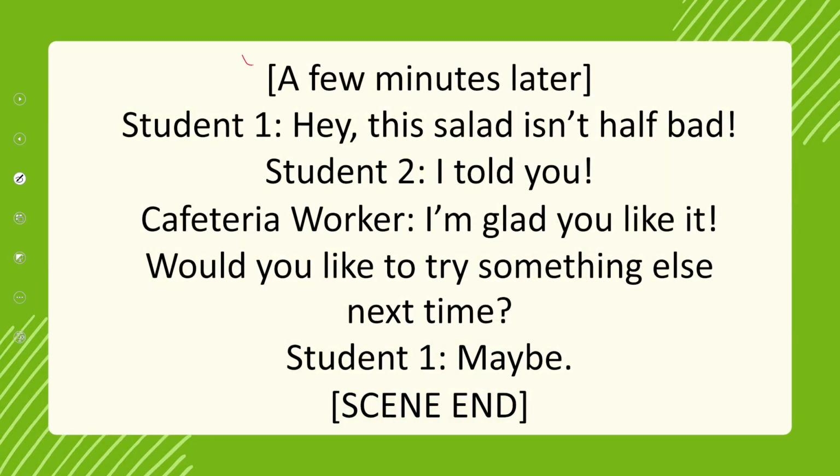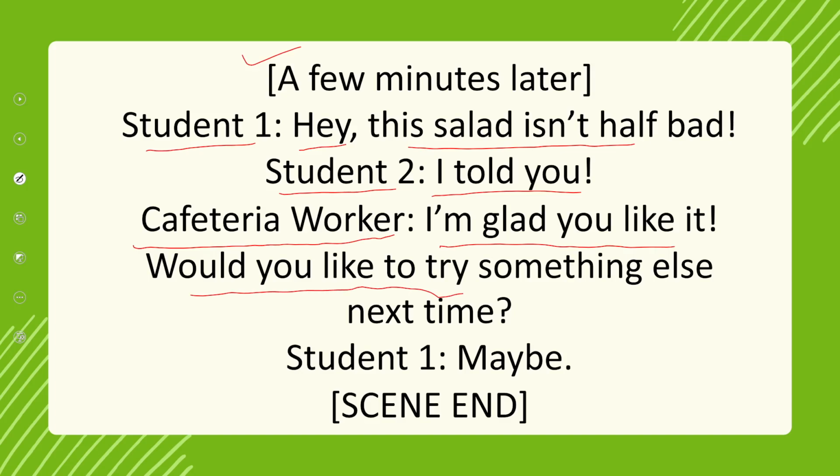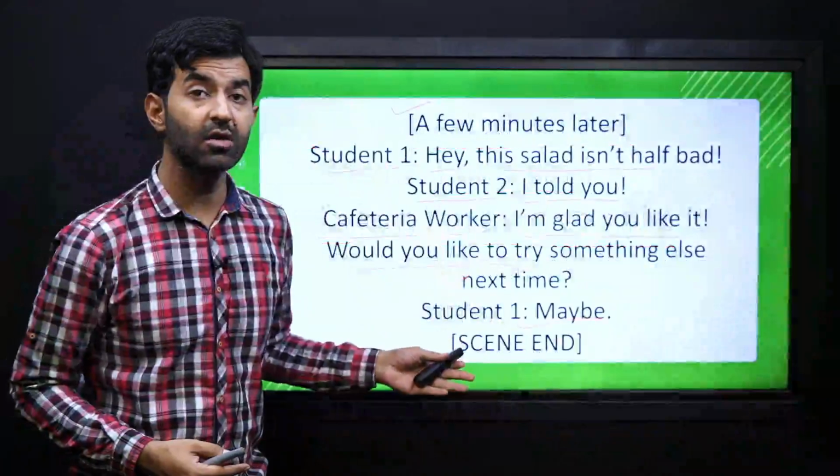After a few minutes, student 1 says, hey, this salad isn't half bad. He means to say that it is good. Then the student 2 says, I told you. And the cafeteria worker's character or role says, I'm glad you like it. Would you like to try something else next time? And student 1 says, maybe. I like it. And here the scene ends.